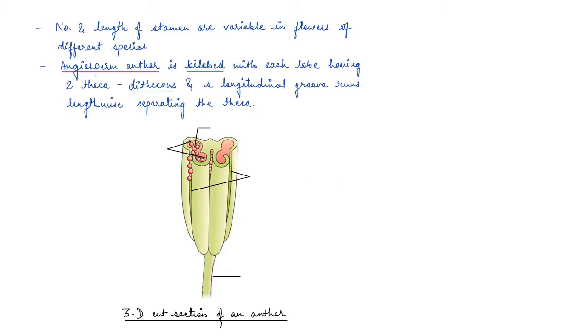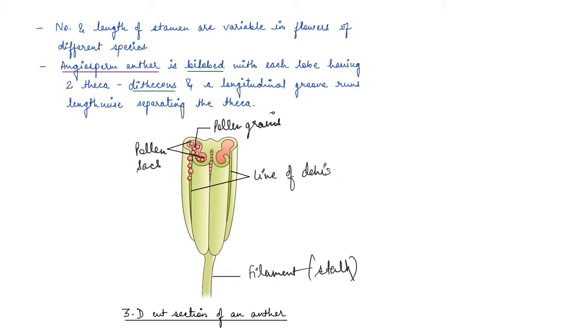So let's label it once. So basically these are nothing but the pollen sacs. Okay, this is the filament. We also call it as stalk. Then these are the pollen grains and this is the line which separates basically, right? This is the line of dehiscence.